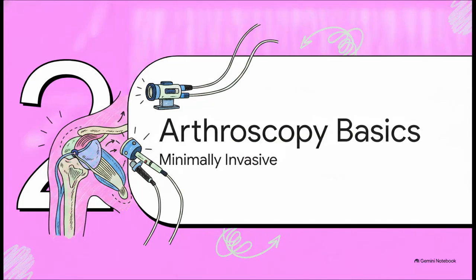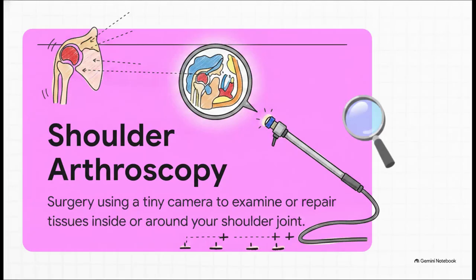Okay, so with the anatomy fresh, how do surgeons actually get inside the joint to fix things without making a massive, traumatic incision? Well, that's where shoulder arthroscopy comes in. Think of it as a highly precise, minimally invasive spy mission. Instead of filleting the shoulder open, the surgeon slides an arthroscope, basically a tiny high-tech camera, through a very small portal incision. This lets them see the entire joint on a monitor in real time.